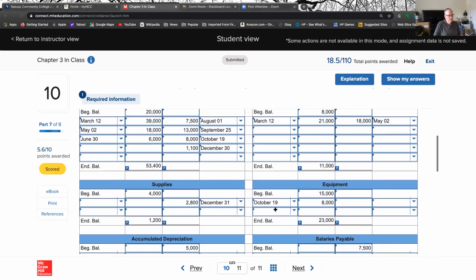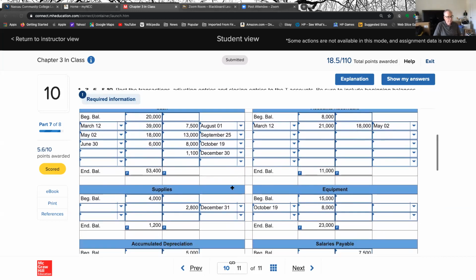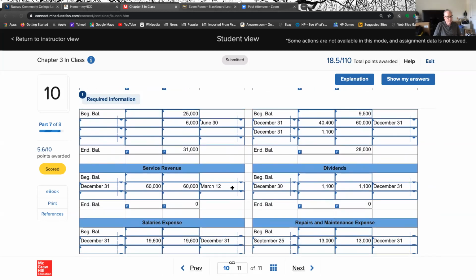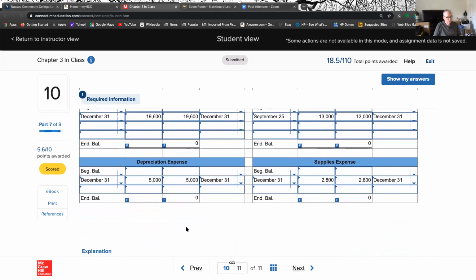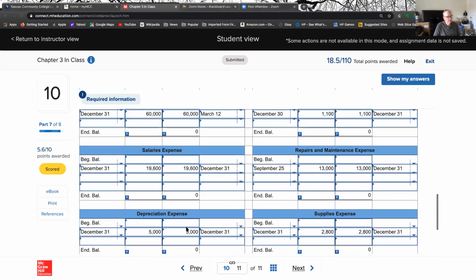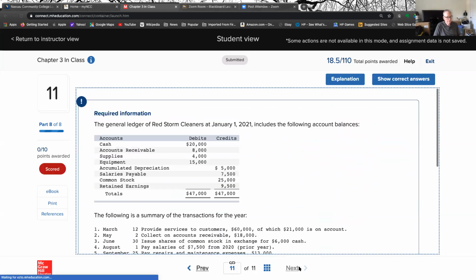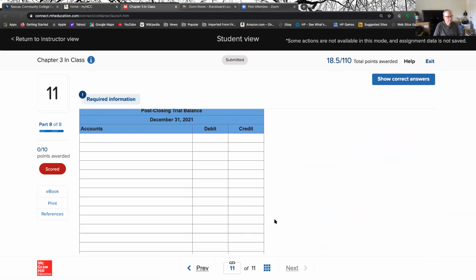All right, so here's the accounts after everything, right? After all the closing, right? And remember, closing just affects revenues, expenses, and dividends, right? So you can see that dividends is zero, revenue is zero, and all the expenses are zero. The ending balance is zero. We have one more step. We have to do another trial balance, right? So go back to your accounts and do your trial balance.